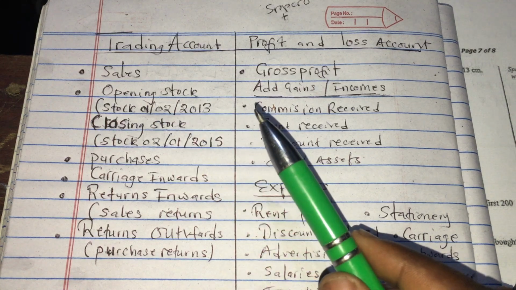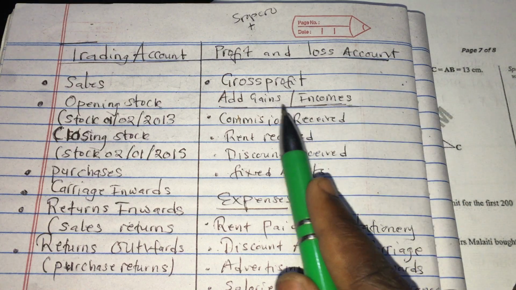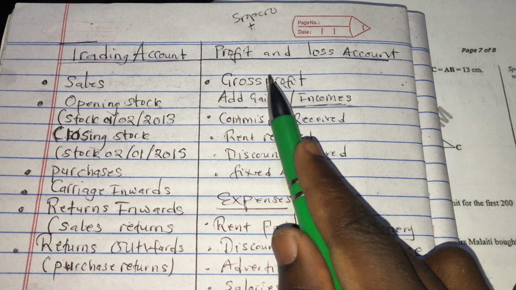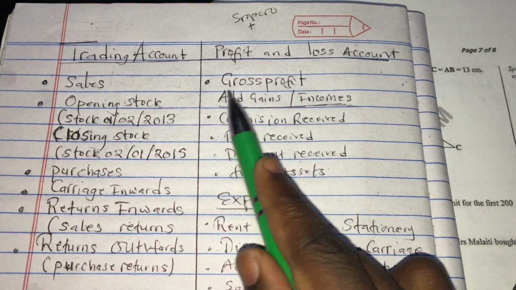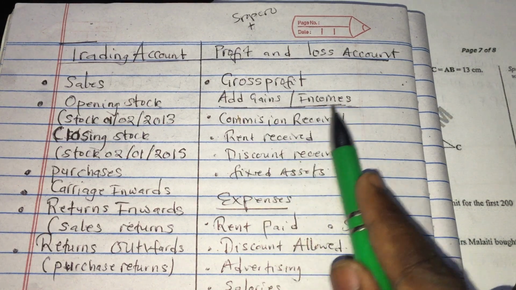Okay, without further ado, let us proceed to the other side, the profit and loss account. These are some of the items which are involved. We do have the gross profit. Okay, after the gross profit, you just have to write this term which is called add gains and incomes.